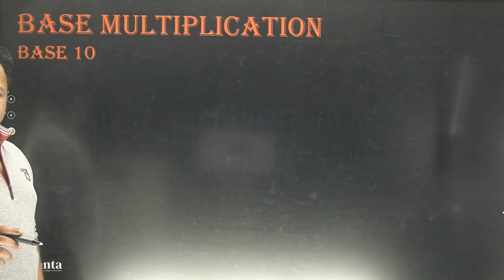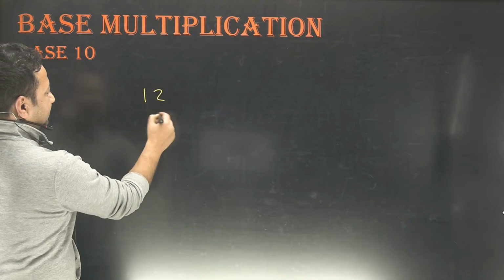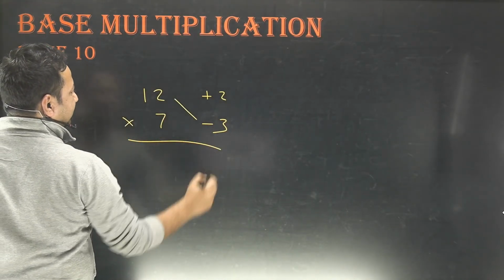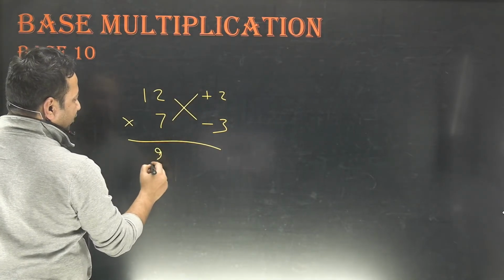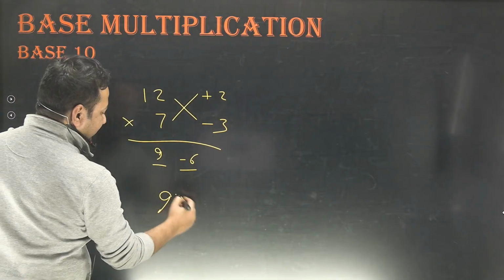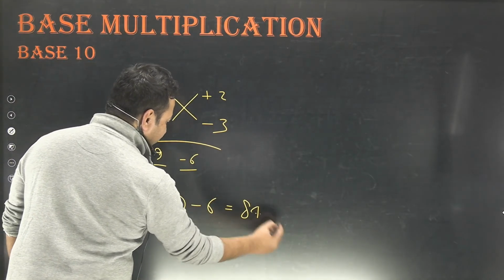What is Tanya asking? 12 multiplied by 7. 12 and 7. Plus 2, minus 3, right? 12 minus 3 or 7 plus 2, you'll get 9 in both the cases. 2 into minus 3 is minus 6. So basically 90 minus 6, you will get 84 as the answer. All right, Tanya?